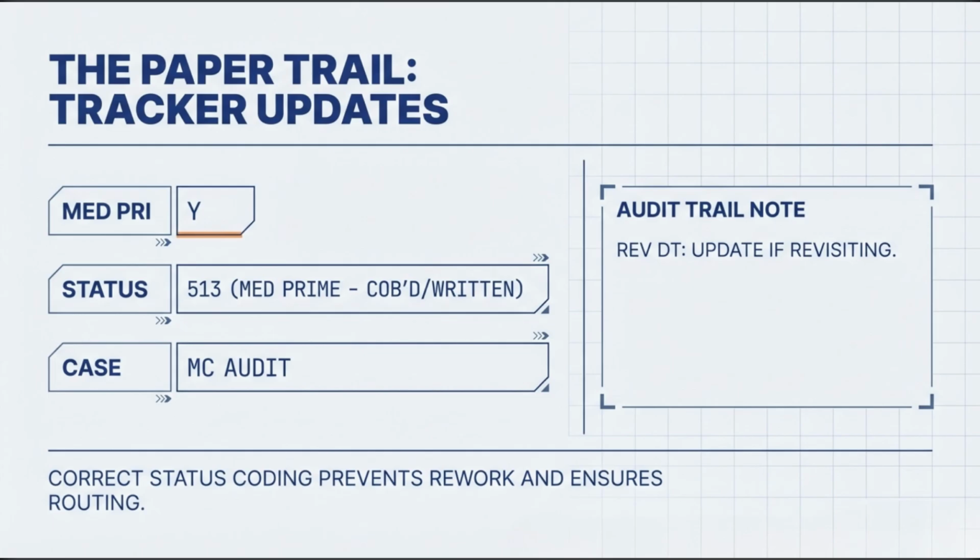We move it to the 513 status. 513. Are we just marking it and moving on? Absolutely not. This status means Medicare is primary, and the claims are officially COB'd and written. We're not just identifying, we're actively building and coordinating those claims. This level of detail ensures proper routing and follow-through. And that always means a specific note is required.